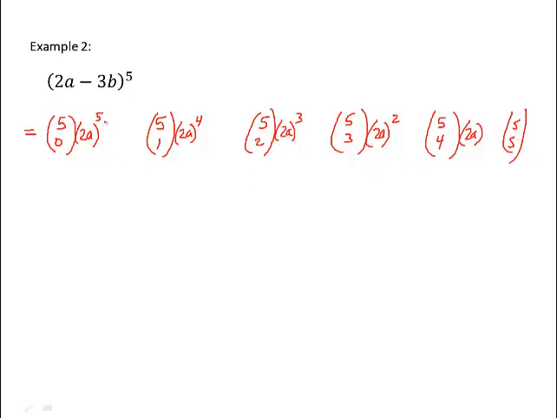Next part, we're going to start with negative 3b, right? Negative 3b to the 0 power. But to the 0 power, that's just going to disappear. That's 1. On this one, we have negative 3b to the 1st.